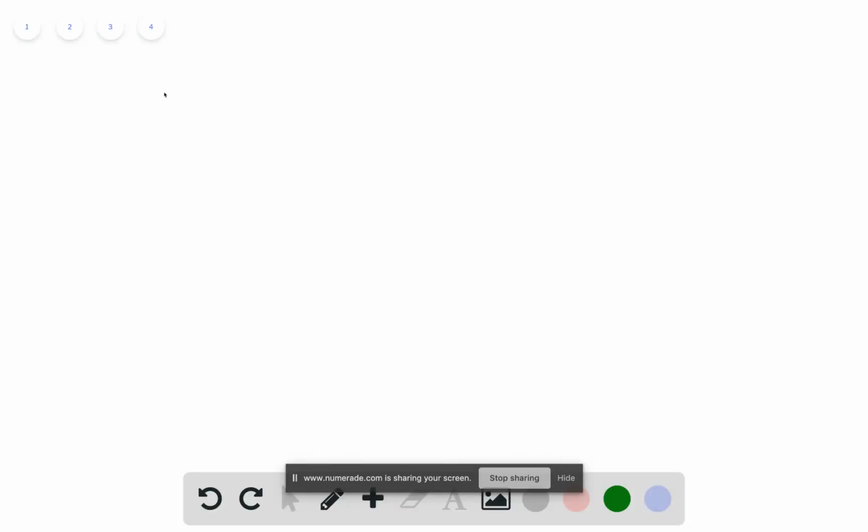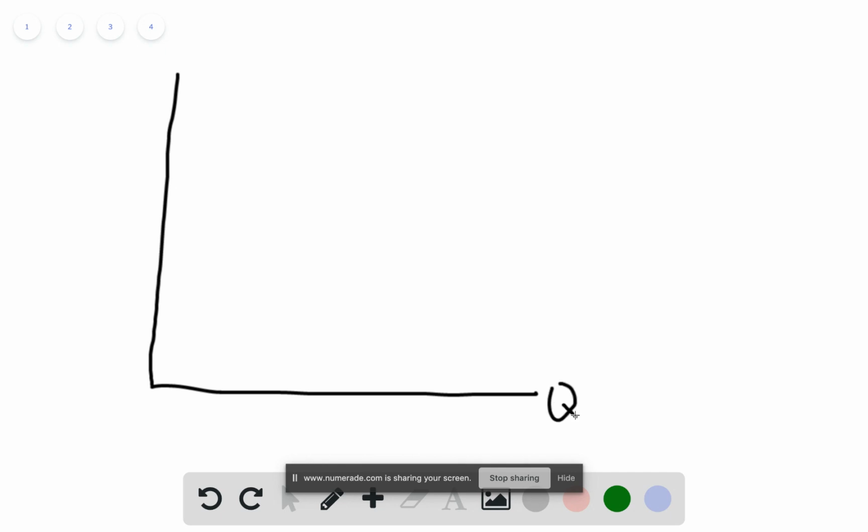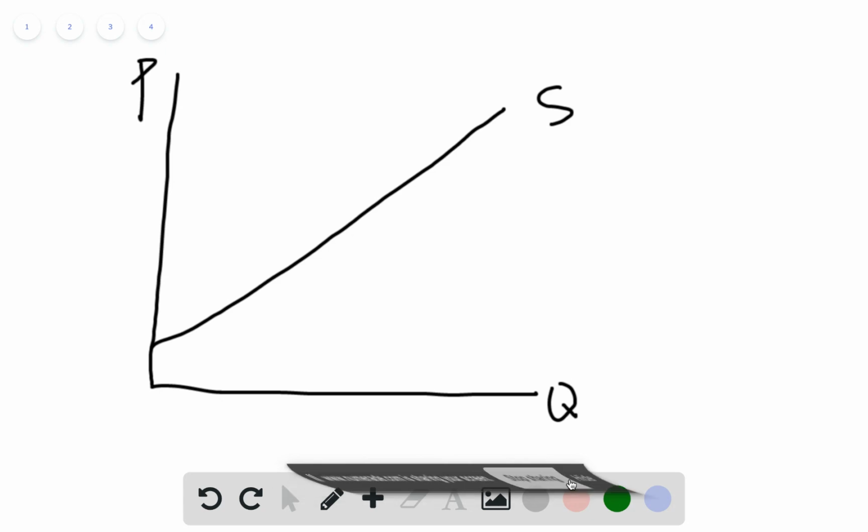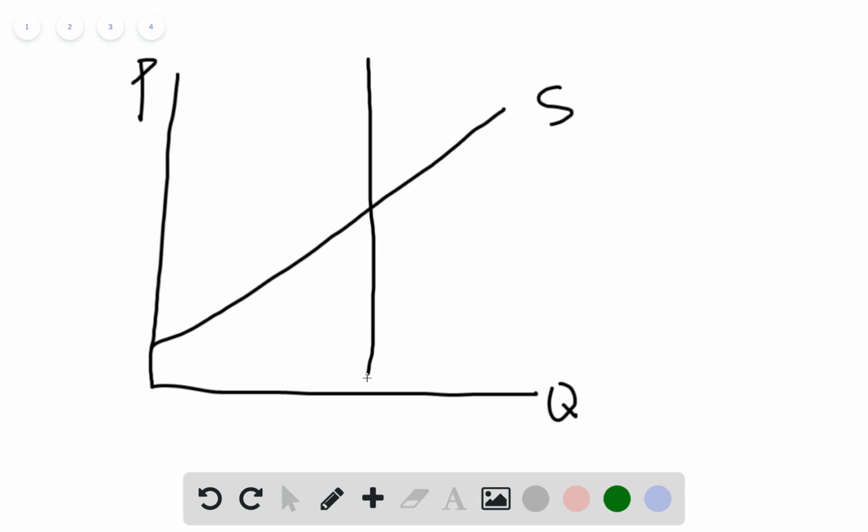For this question, we have a very different graph for the market. For this graph, we have quantity and price, and the supply curve is still upward sloping. Basically, the higher the price, the more quantity the supplier would like to supply. But the demand curve is very weird. It's a vertical line. So basically, this is a demand curve.